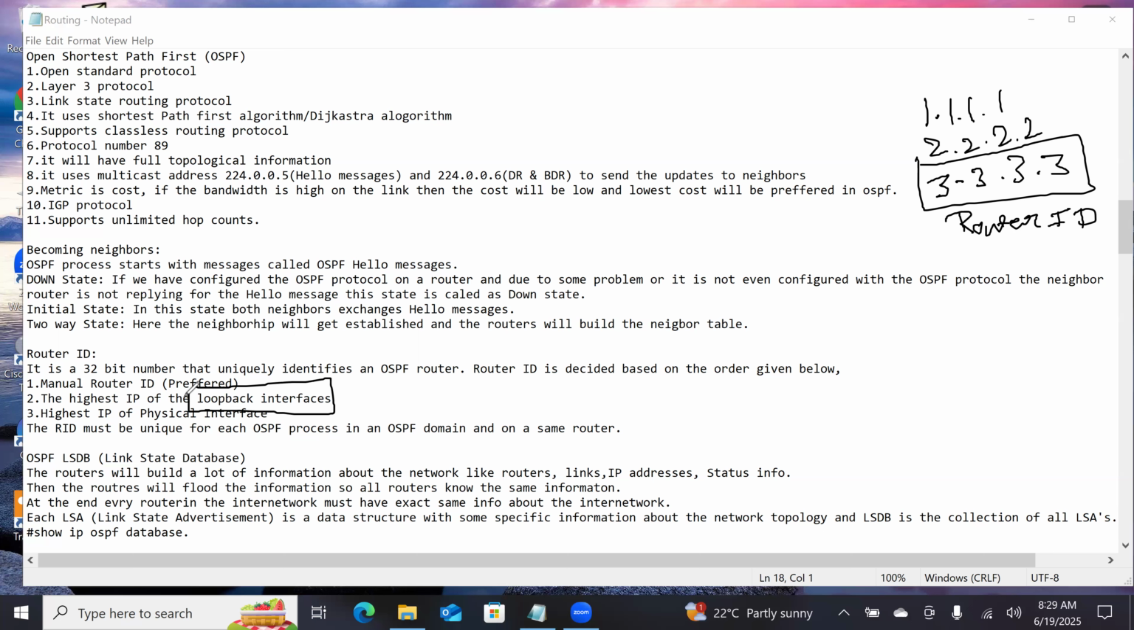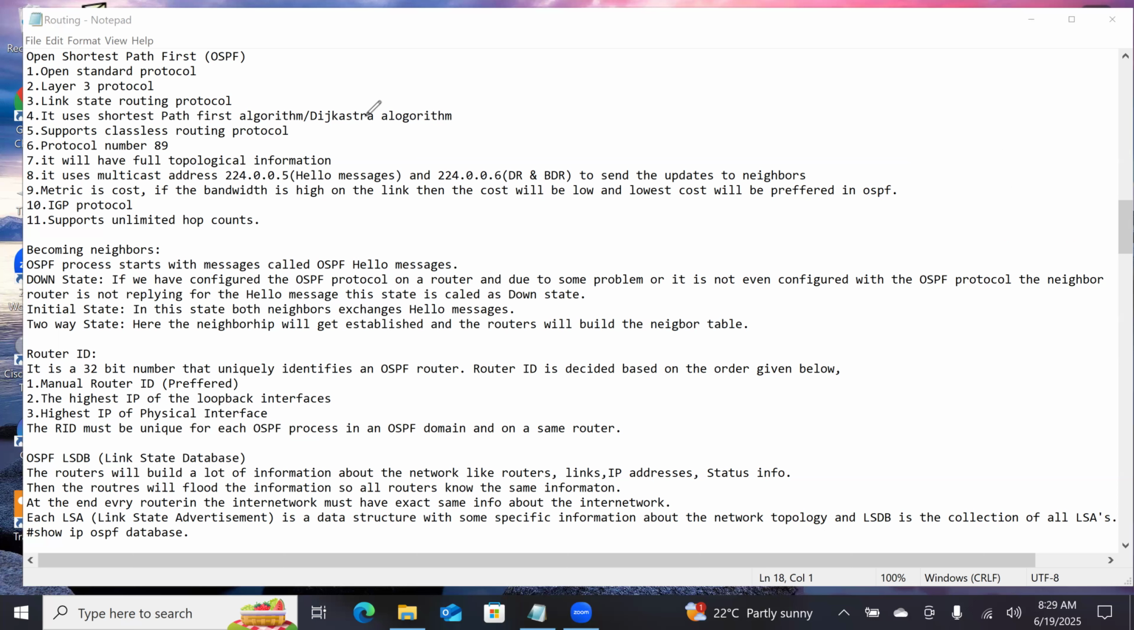Understood? And if you are not configuring any loopback addresses or creating any loopback interfaces, then it will go for the highest IP address of the physical interface. Obviously, we are going to assign IP addresses to the router ports, so it will check which is the highest among these. Based on that it will choose one, and that will be the name of that router in the OSPF topology.